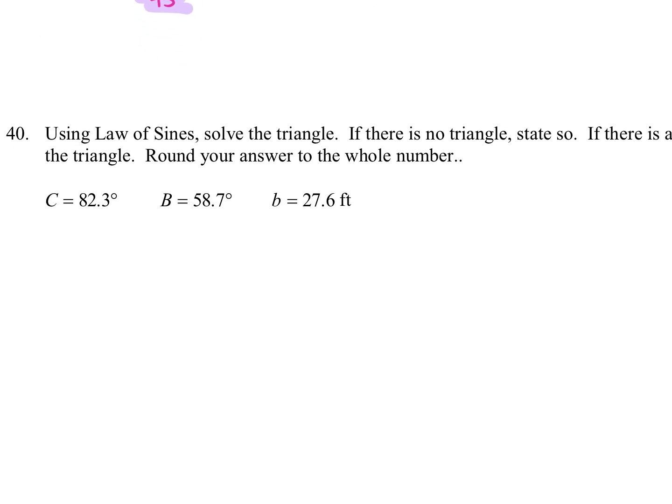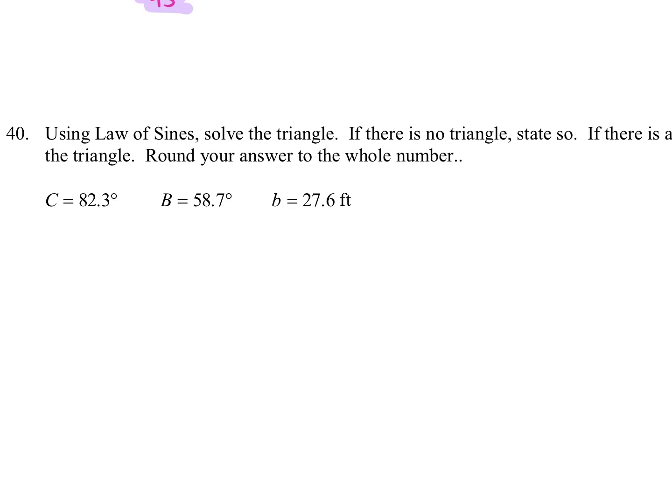Next, we're using law of sines to solve the triangle. We have number 81 from your review here. So angle C is 82.3 degrees, angle B is 58.7 degrees, side B is 27.6 feet. The first thing we're going to do is use law of sines with sine of angle B over side B is equal to sine of angle C over C to find side C.